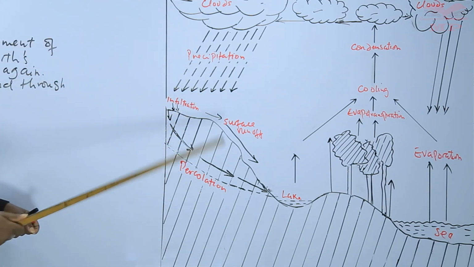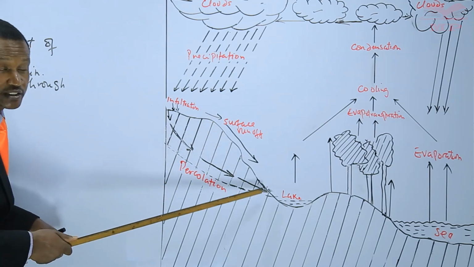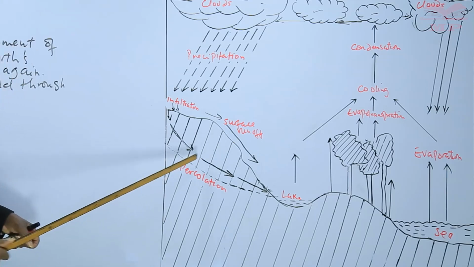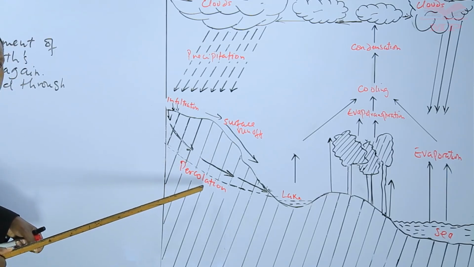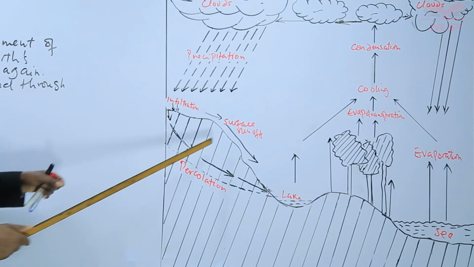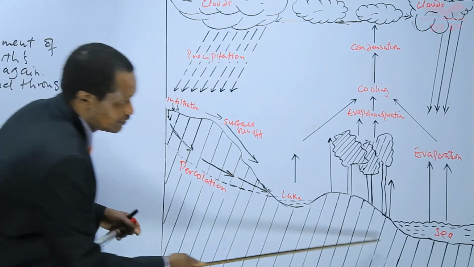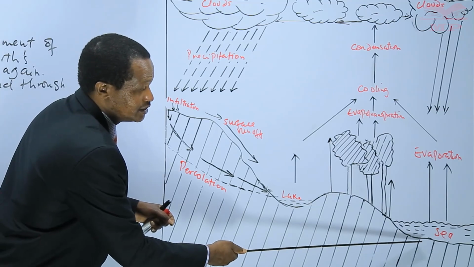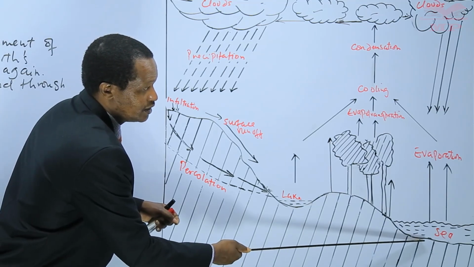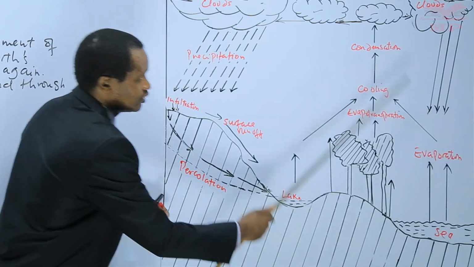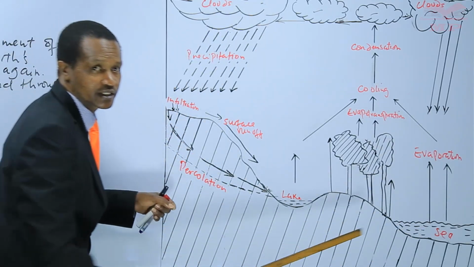Because of gravity, the water that runs on the surface finds itself in the lakes, finds itself in the rivers, and that water, the overland, we have now the river water, and the water that is on the surface again finds itself in the sea. Then the water again is evaporated. So that is the hydrological cycle, learners.